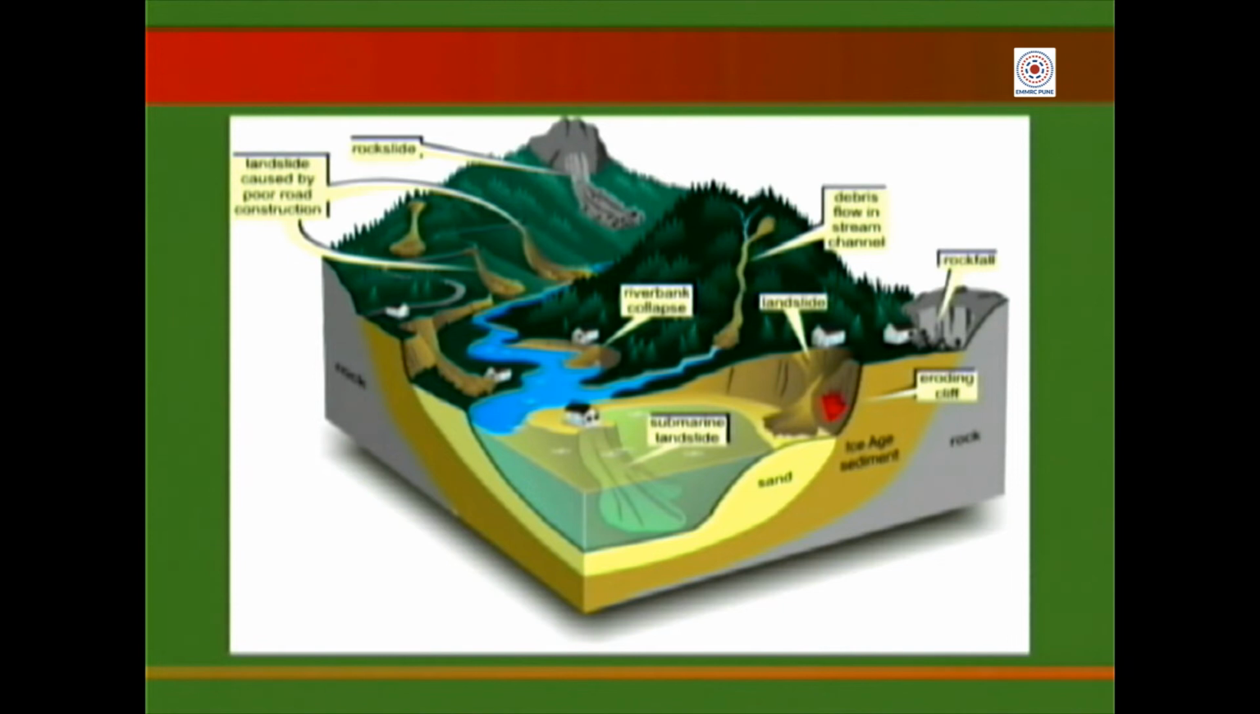Now the third geological disaster: landslides. You can have a look at the landslide forms and causes on this particular slide or picture, where eroding cliffs, rock fall, debris flow in the stream channels, landslides, river bank collapse, rock slide or landslide caused by poor road construction. These are the features which have been shown. This particular picture has been taken from the USGS website, in fact. So you can see what type of landslides are reported. One of the pictures I am just showing to you.